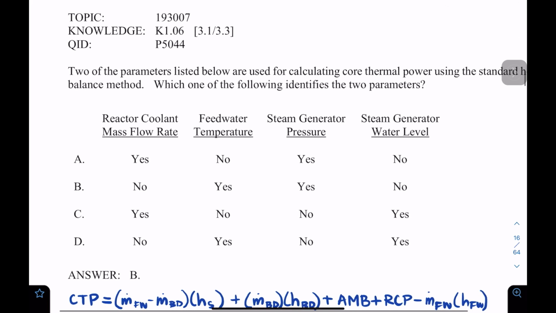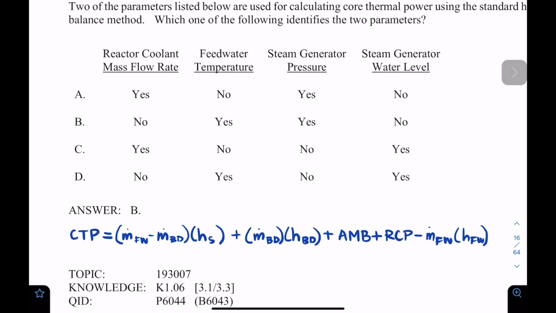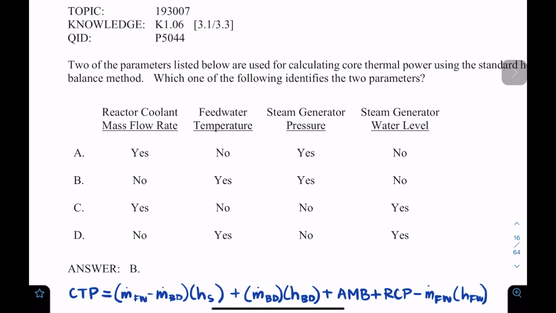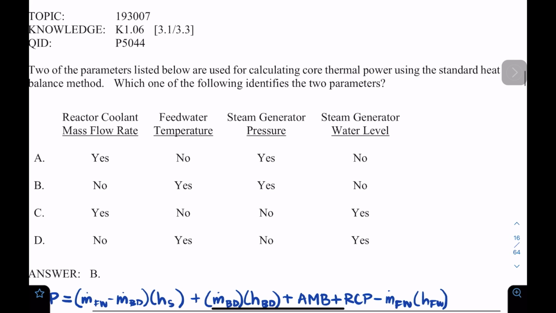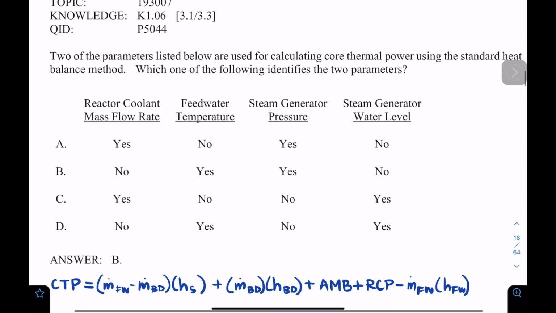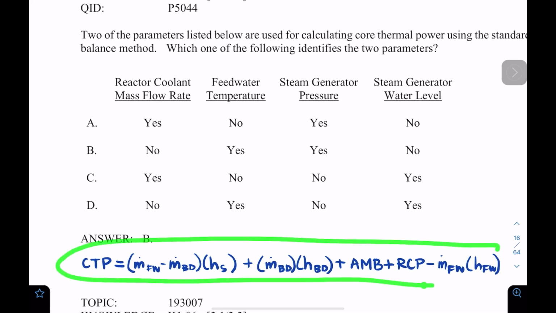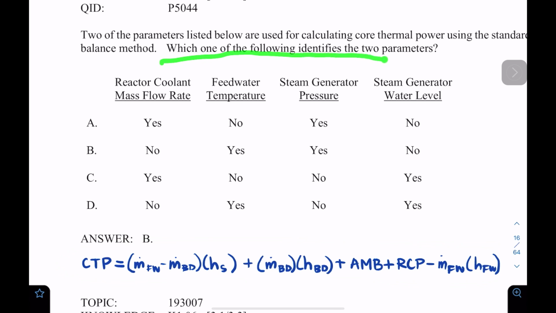But then we come to this other one. And I think this one is interesting because we just need to make sure that we understand what this question is asking for. Okay, so this question is P5044, and it states that two of the parameters listed below are used for calculating core thermal power using the standard heat balance method. So we have the standard heat balance method, and I wrote it here already. It says, which one of the following identifies the two parameters, right?